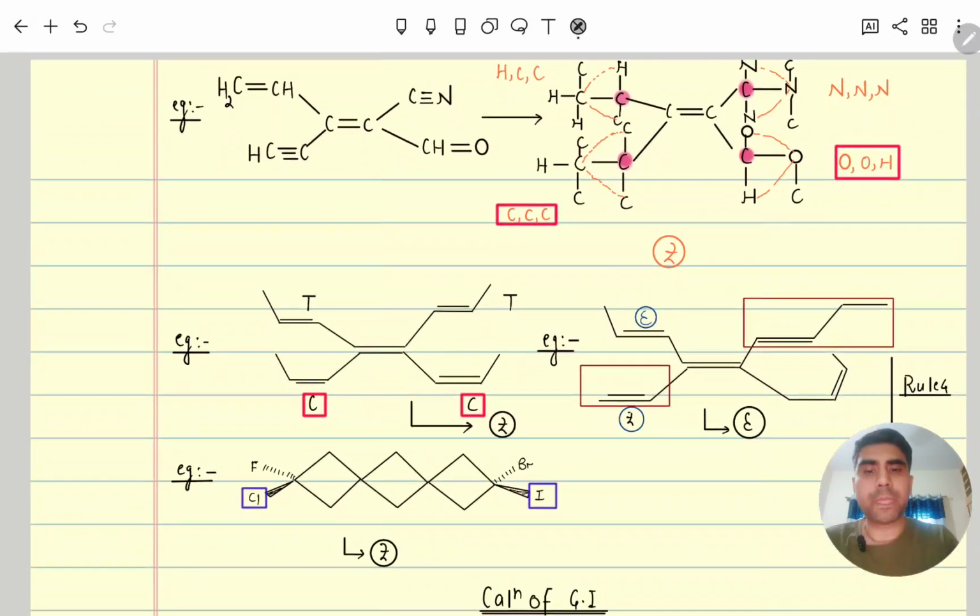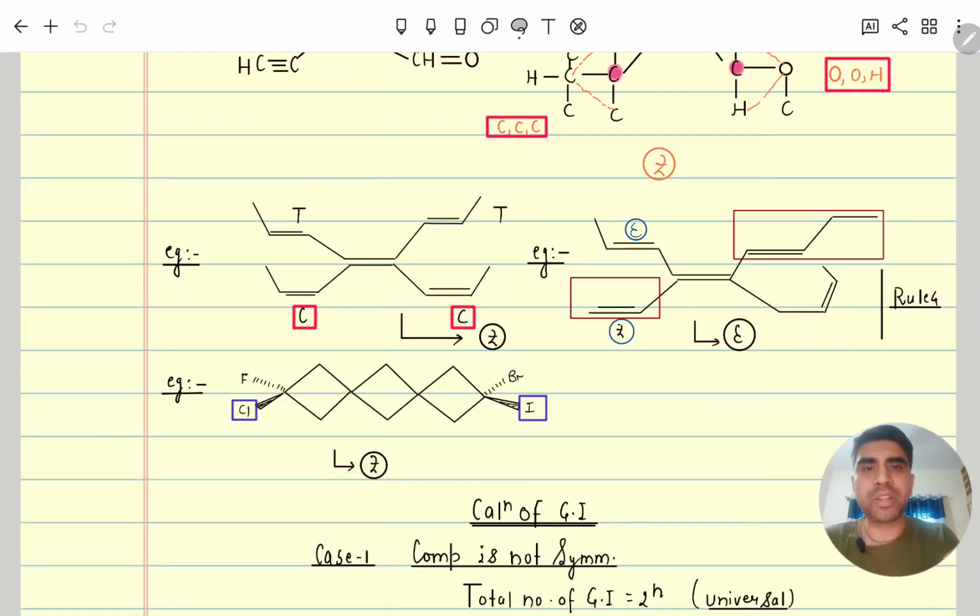Now coming here, this one is trans, whereas this one is cis. In cis and trans, cis will be given priority, and here this is trans, whereas this one is cis, so cis will be given priority. So the priority is on the same side, so it will be Z.